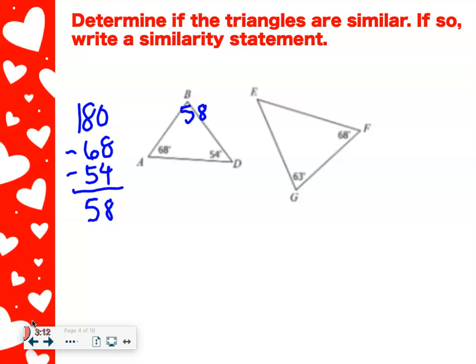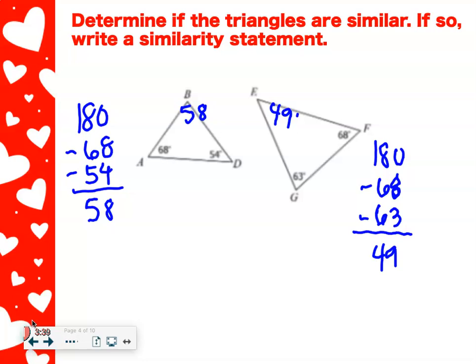So, do we have enough information? Should we find E just for fun? You guys find what E is? 121. And then subtract 63 more? Oh, 131. So 180 minus 49. 49. Good job, guys. So do we have two pairs of congruent angles? No. Not similar. A hard no.